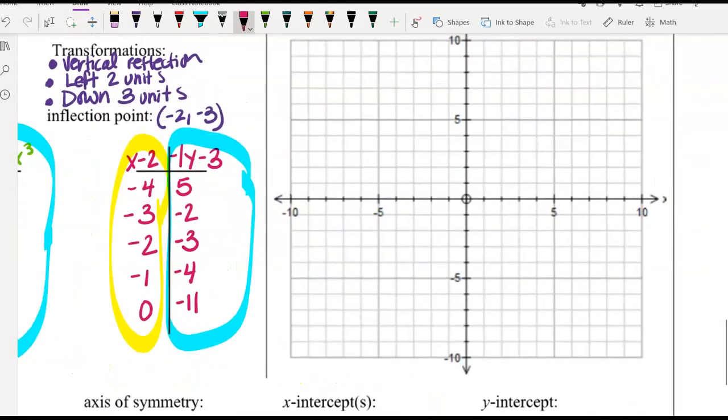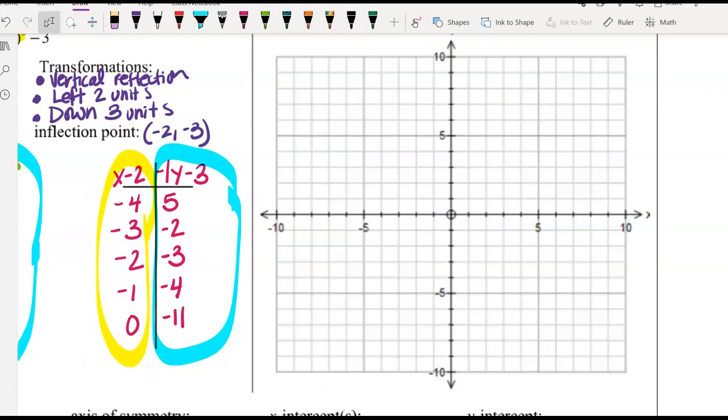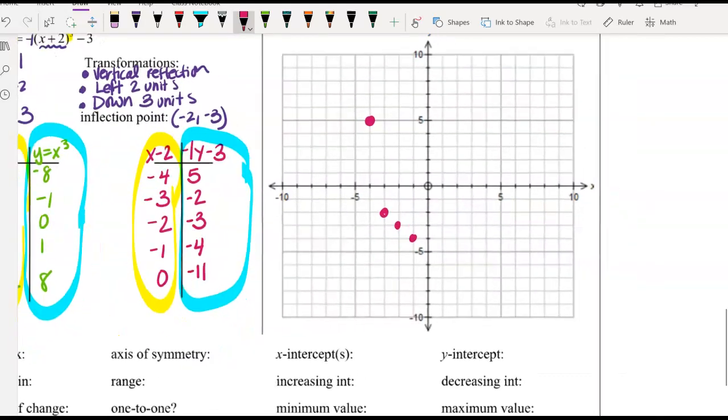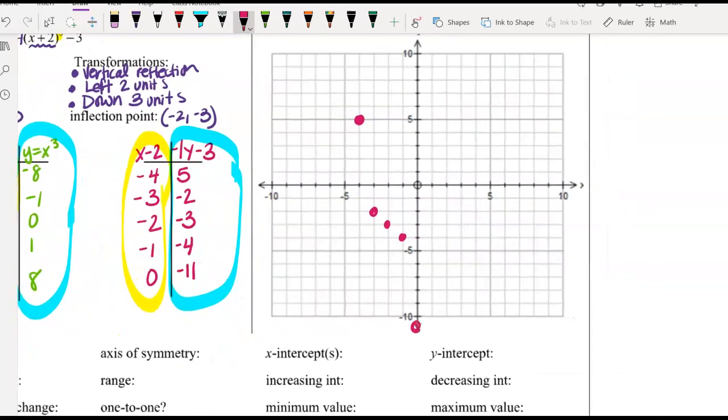So let's plot it really quickly. Negative 4, going to go up to 5. Negative 3 is negative 2. Negative 2 is negative 3. Negative 1, go to 4. And then now 0. Yes, you can always go beyond the grid that's given. So that's right there. So let's see if I can graph this. Oh, I need to go through that dot.